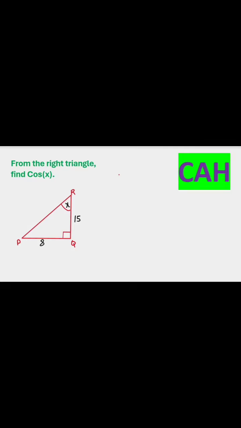And the cosine of x compares adjacent. So cos x is equal to adjacent over hypotenuse. That is what you have to know. But the question is, do we have PR, which is the hypotenuse? We don't have it. For the adjacent, that has been given to be 15. So we have to work for PR in this case. So let's work it right now.